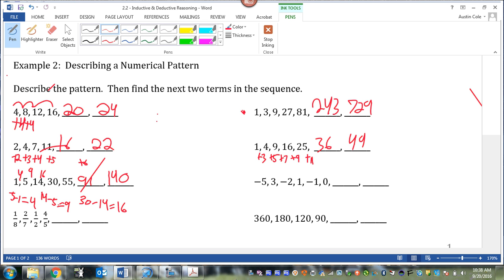So instead of like on the top one, where we're increasing by 4 every time, and the one below, where we're going up by 2, then up by 3, then up by 4, then up by 5, this one, we're increasing by the perfect squares.